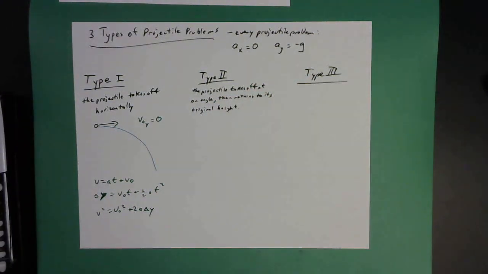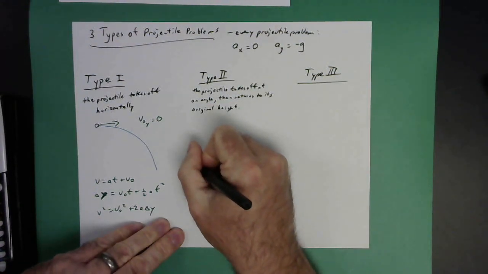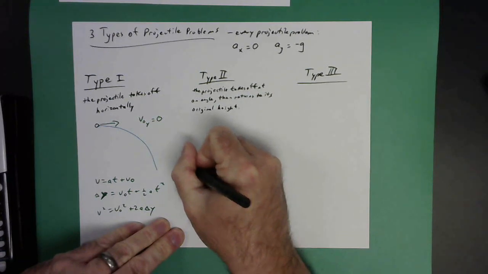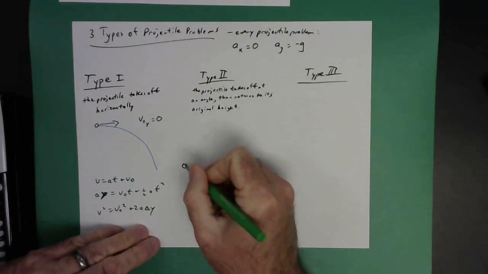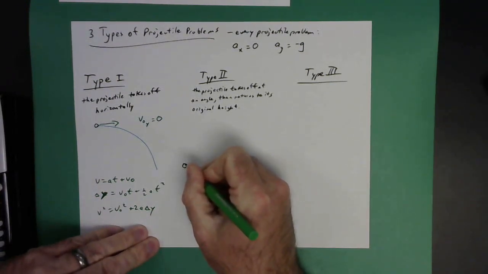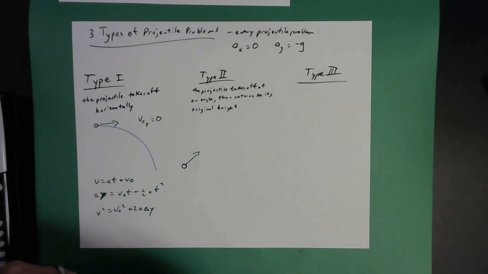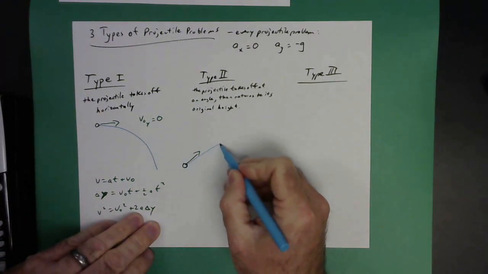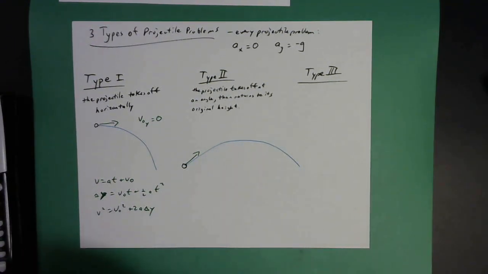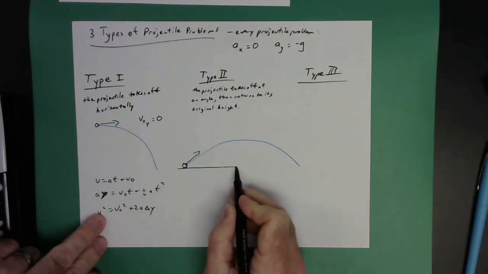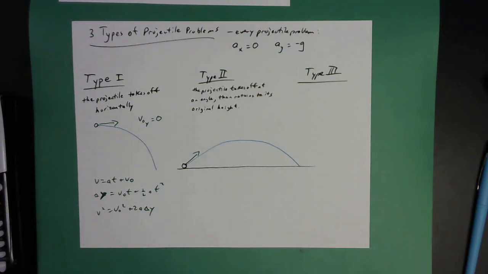All right. So what's that going to look like? Well, that's what we just showed here. I'm going to launch it at some upward angle. It's going to follow a trajectory. That's nice and symmetric, hopefully. All right. Maybe we'll put the ground in here.